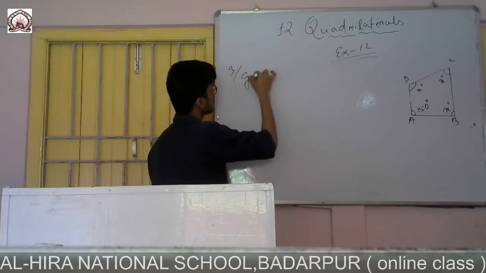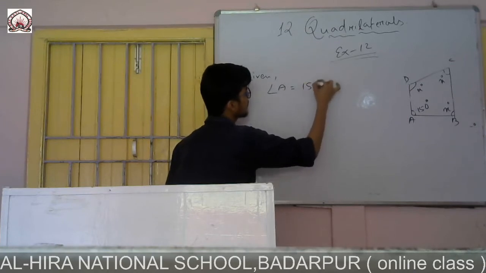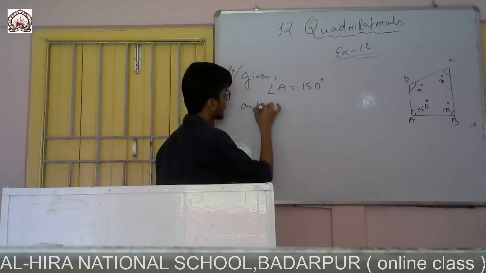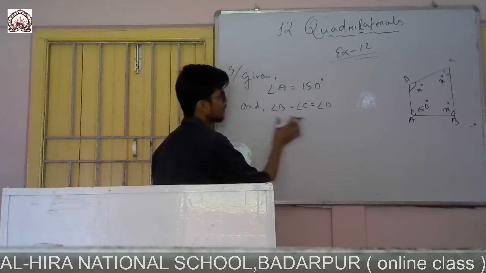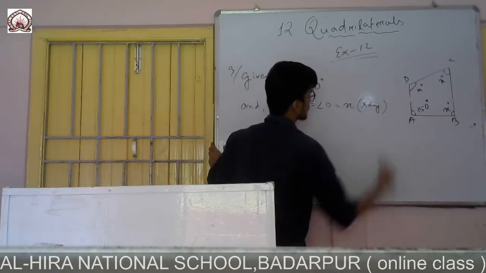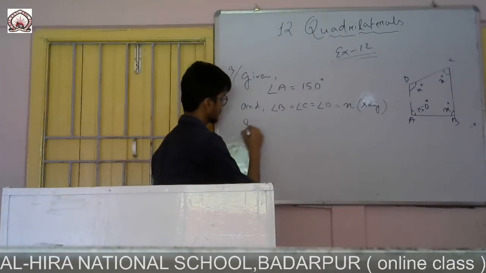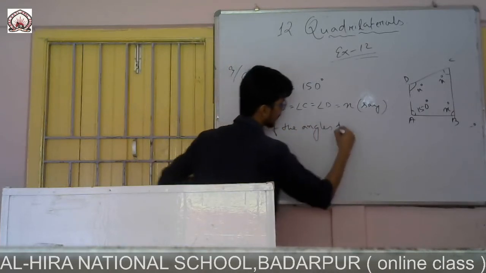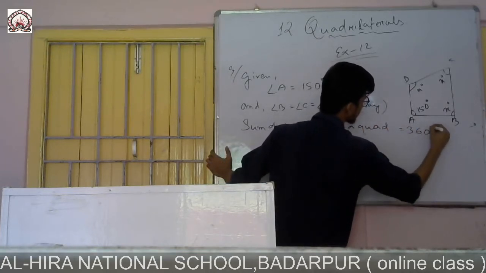Question number 3, given angle A equals 150 degrees, and angle B equals angle C equals angle D. All of them are equal, so I will write all of them equal to x. I am just taking it as let. Now, since the sum of the angles of a quadrilateral is equal to 360 degrees.